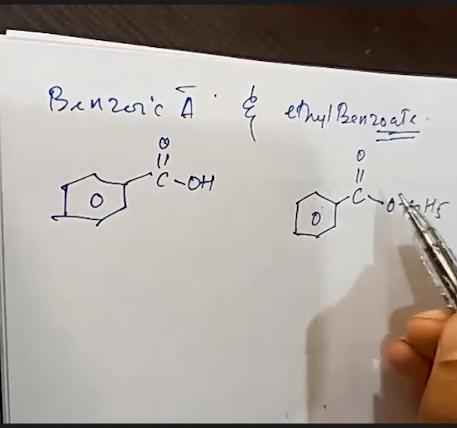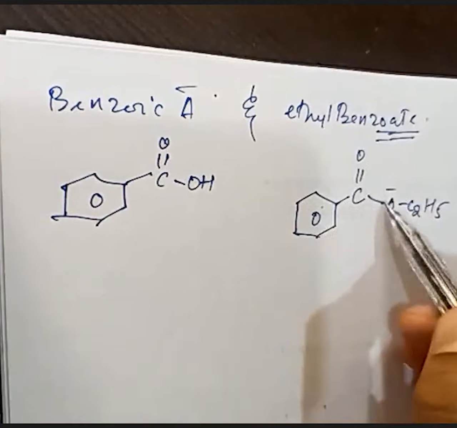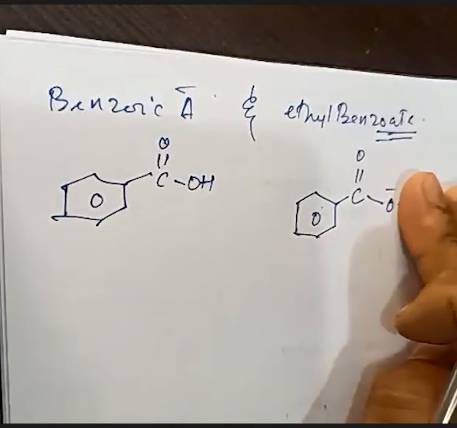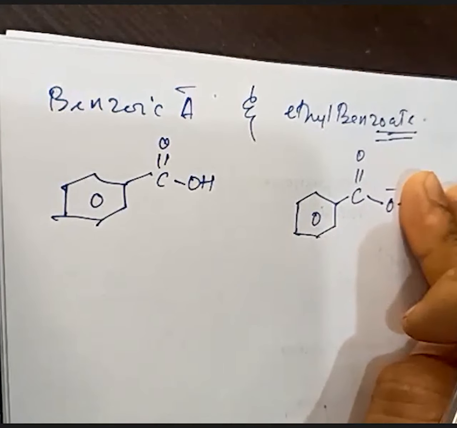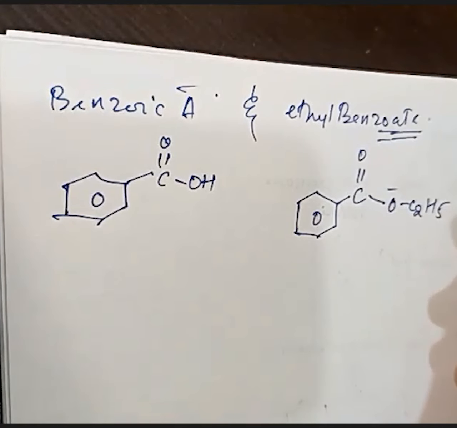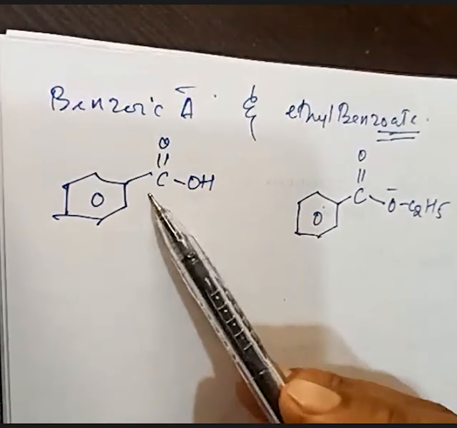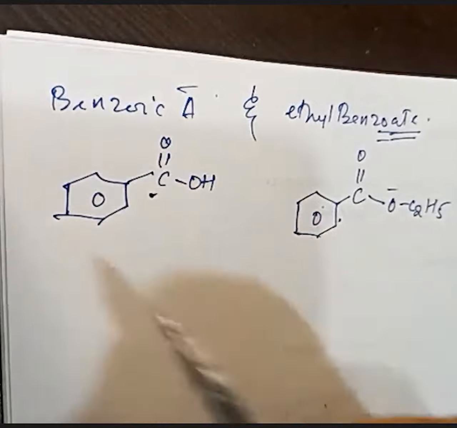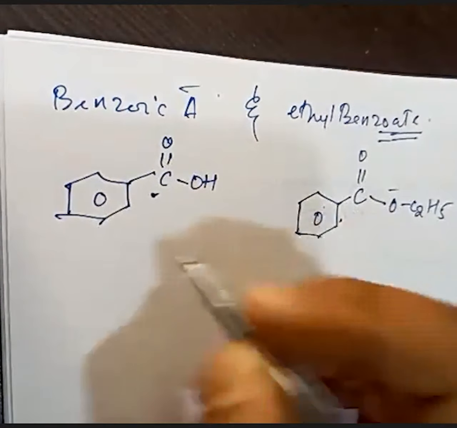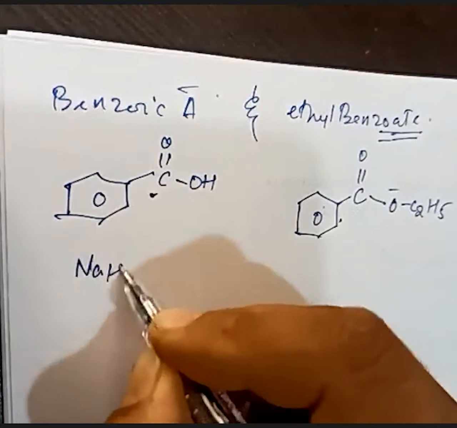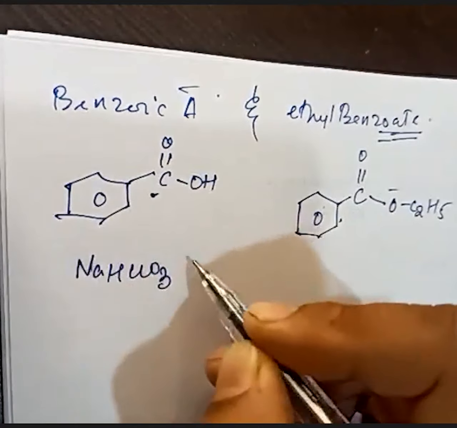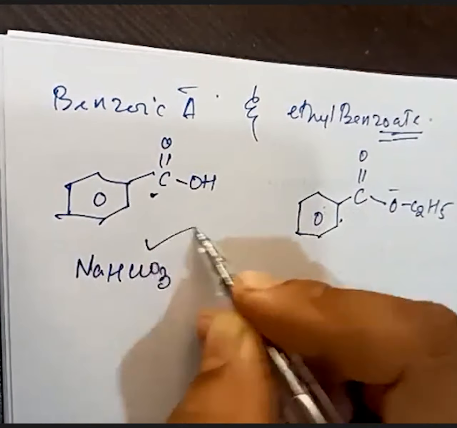So this is our benzoate. This is the structure of benzoate. This is O minus, if an ion is there, this is benzoate. So this is benzoic acid and this is benzoate, an ester. Because it is an acid, it gives the sodium bicarbonate test. It will give you effervescence. The ester does not give it.